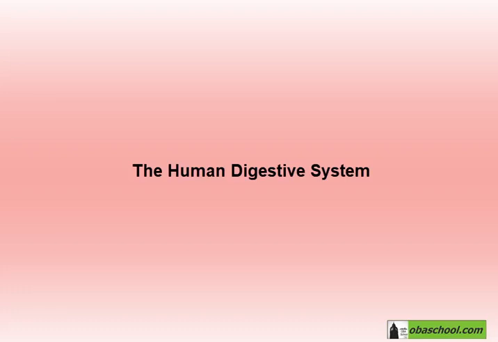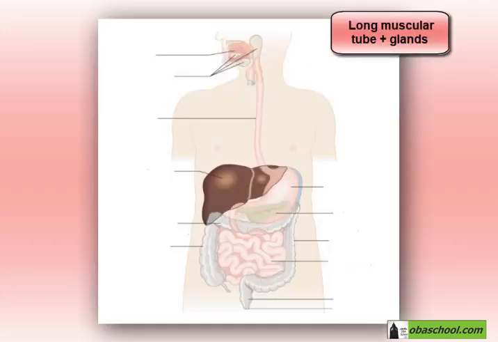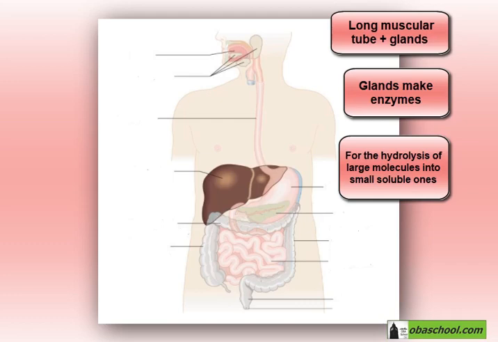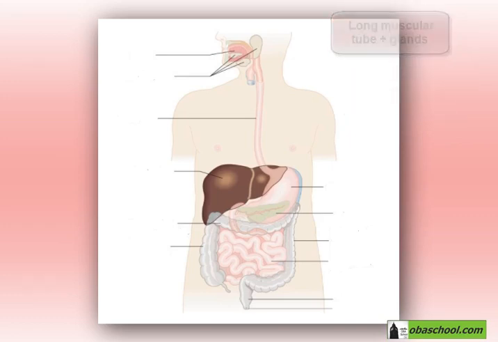In this video, we're going to talk about the human digestive system. It is made up of a long muscular tube as well as some associated glands. Glands produce enzymes, and these enzymes hydrolyze large molecules into smaller ones so that they can be absorbed. This is the digestive system, and it is one of the exchange surfaces of the body.